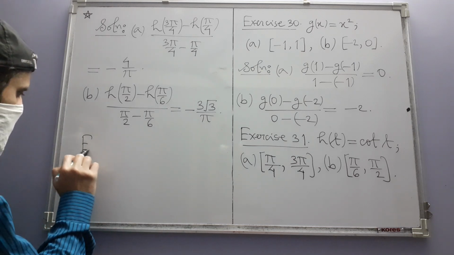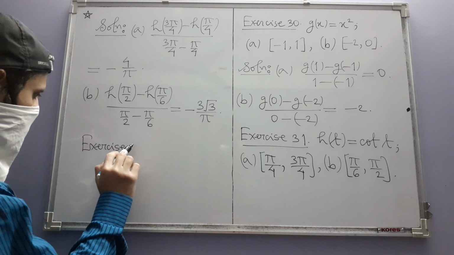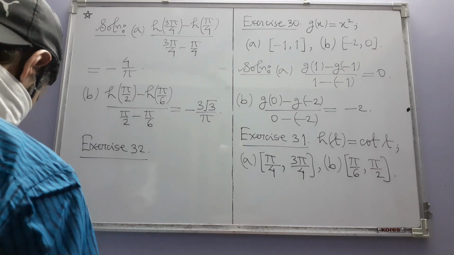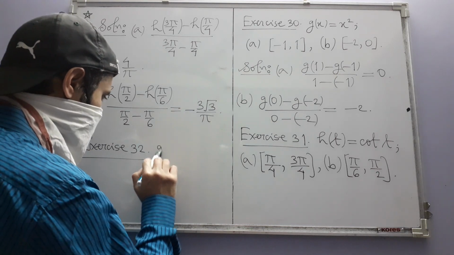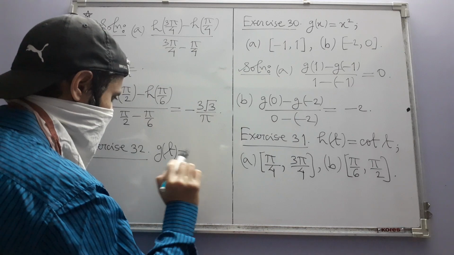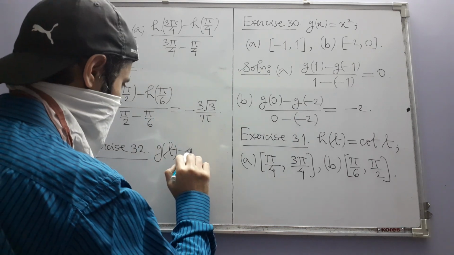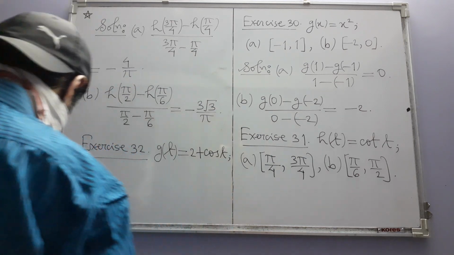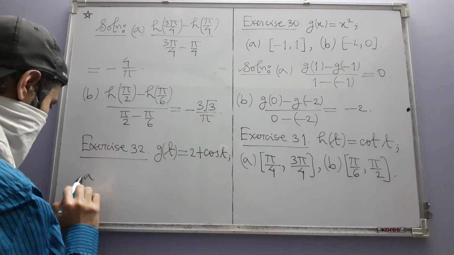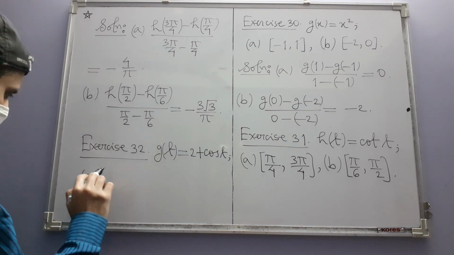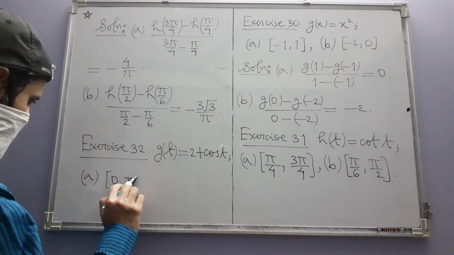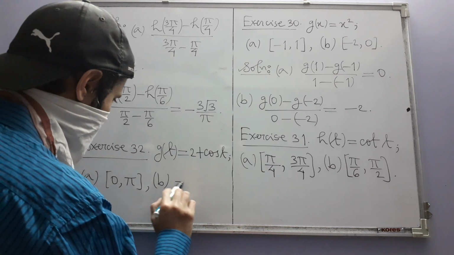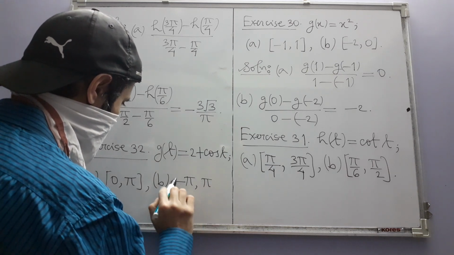Next, 32. In 32, the function is g of t equal to 2 plus cos t, ordinary cosine function. And here also two intervals are given, closed intervals 0, pi and closed interval minus pi, pi.